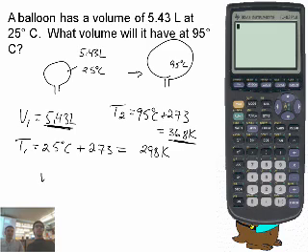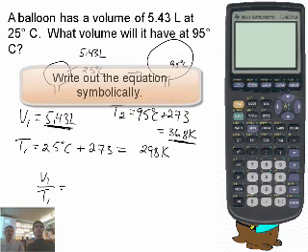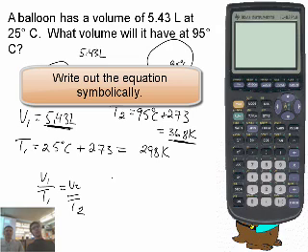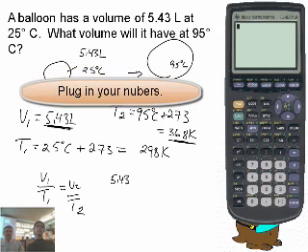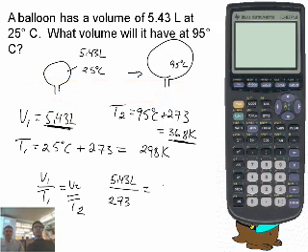Now we have all our numbers. We're just going to plug it into our equation. Remember, the equation was V1 over T1 equals V2 over T2. V1 is 5.43 liters. T1 is 298, I've got to put that in Kelvin, is equal to V2, that's my X, if you will, divided by 368 Kelvin.